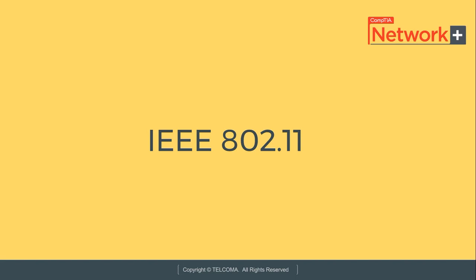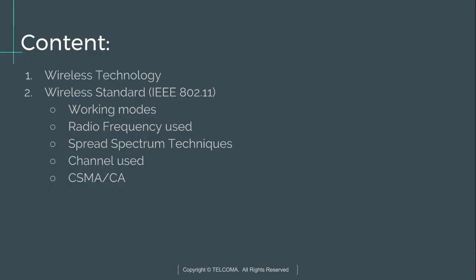Hello, today we are going to discuss the IEEE 802.11 standard. This is a standard designed by IEEE, the Institute of Electrical and Electronics Engineers, to define wireless communication. In this we will learn about wireless technologies, then the wireless standard IEEE 802.11, its working modes, its radio frequencies and spread spectrum techniques, channel use, and the CSMA/CA technique through which it transmits the data over the radio frequencies.